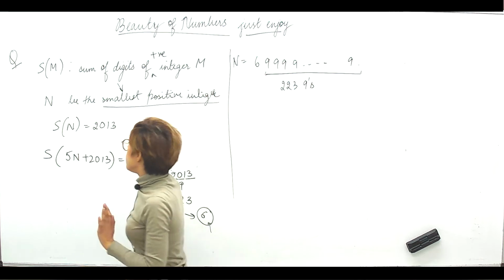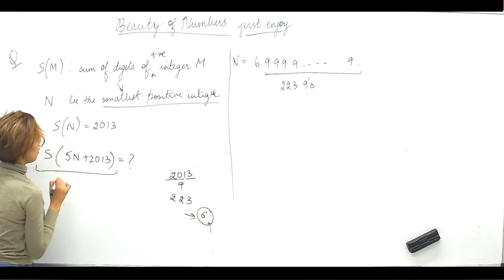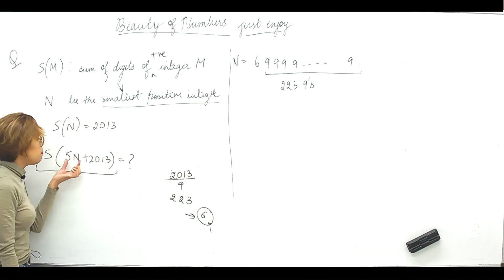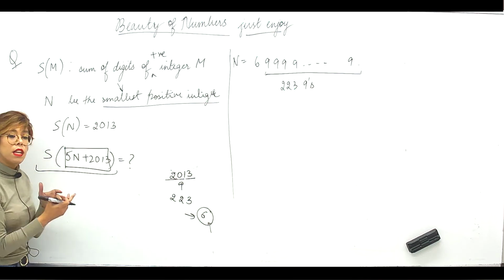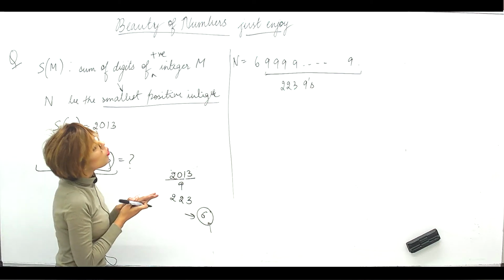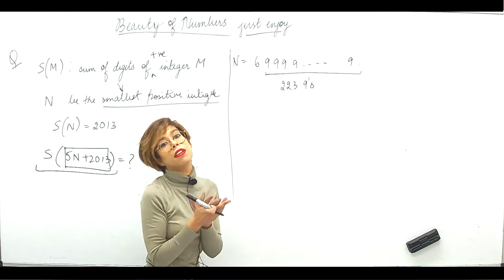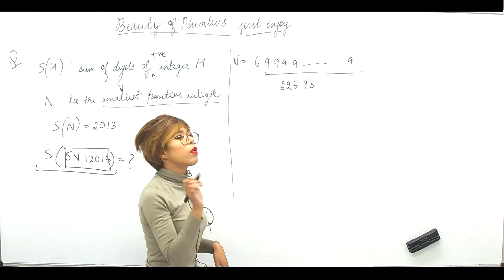Right, now what do I need to find out? I need to find out this quantity, right? Sum of digits of what? 5n plus 2013. Once we get this number, we will add the digits. First 5n. Now we have to multiply this. Yes, we have to multiply, but okay, let's do it.